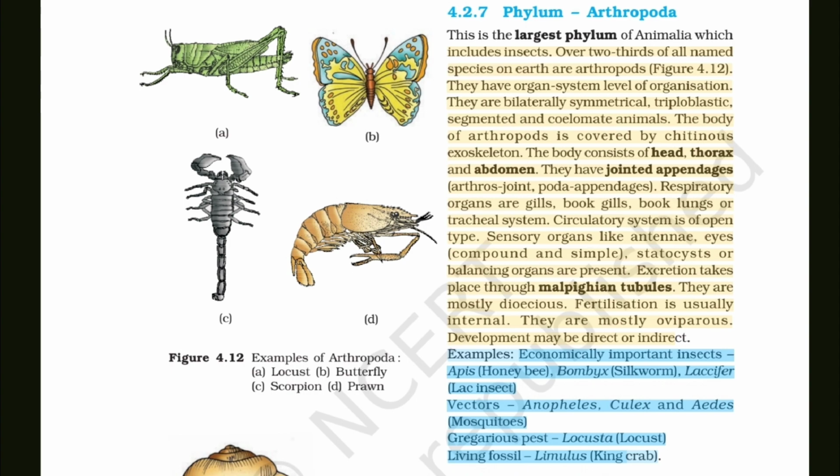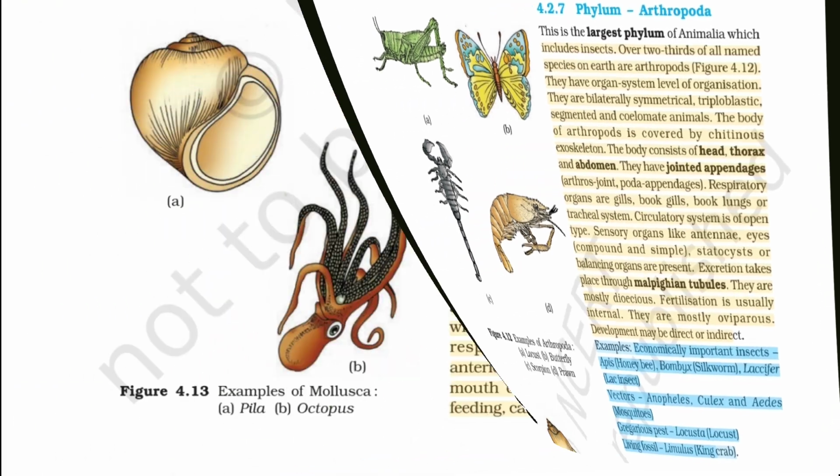Examples: economically important insects: Apis, honeybee; Bombyx, silkworm; Laccifer, lac insect. Vectors: Anopheles, Culex and Aedes mosquitoes. Gregarious pest: Locusta, locust. Living fossil: Limulus, king crab.